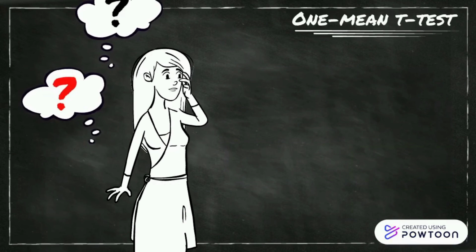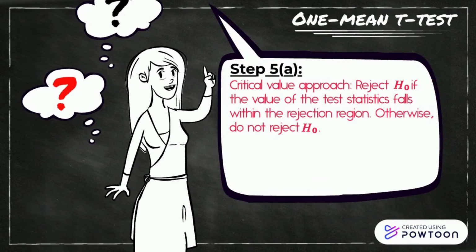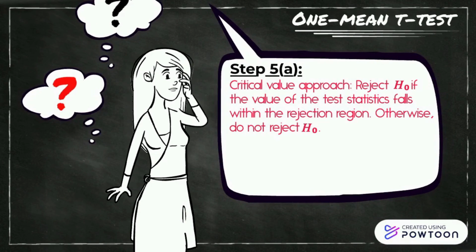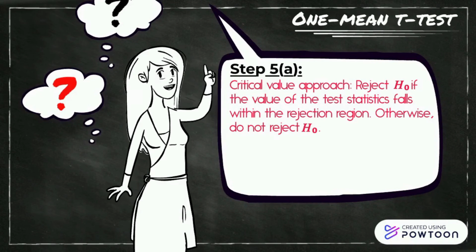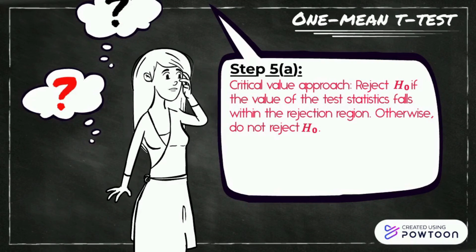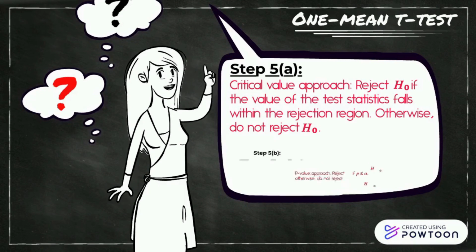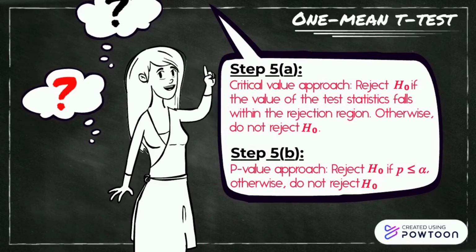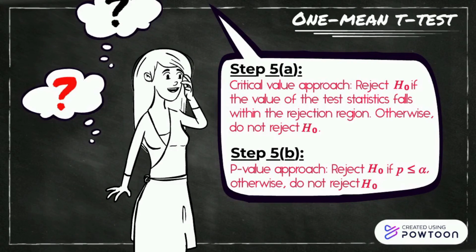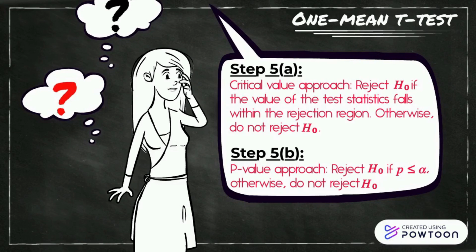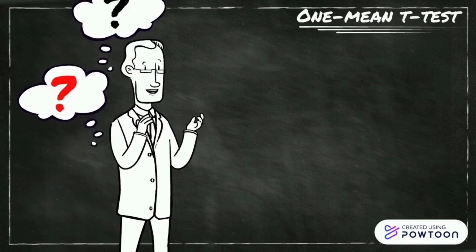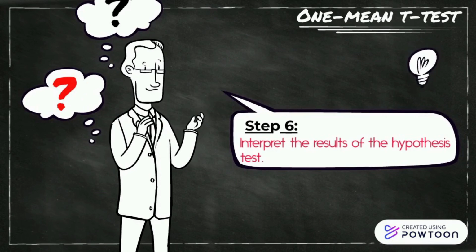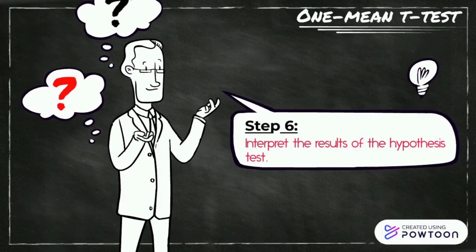Step 5 of the critical value approach. Reject the null hypothesis if the value of the test statistic falls within the rejection region. Otherwise, do not reject the null hypothesis. For the p-value approach, reject the null hypothesis if the p-value is less than or equal to the significance level. Otherwise, do not reject the null hypothesis. Last but not least, for the final step of the one-mean t-test, interpret the results of the hypothesis test.